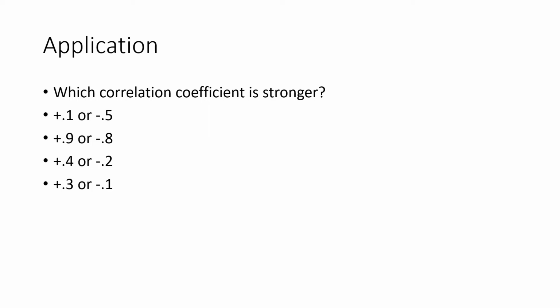The next one is positive 0.4 or negative 0.2. The answer is going to be positive 0.4 because it's closer to 1. And then we have positive 0.3 or negative 0.1. Which one is stronger? It's going to be positive 0.3, and that's because it's closer to 1.